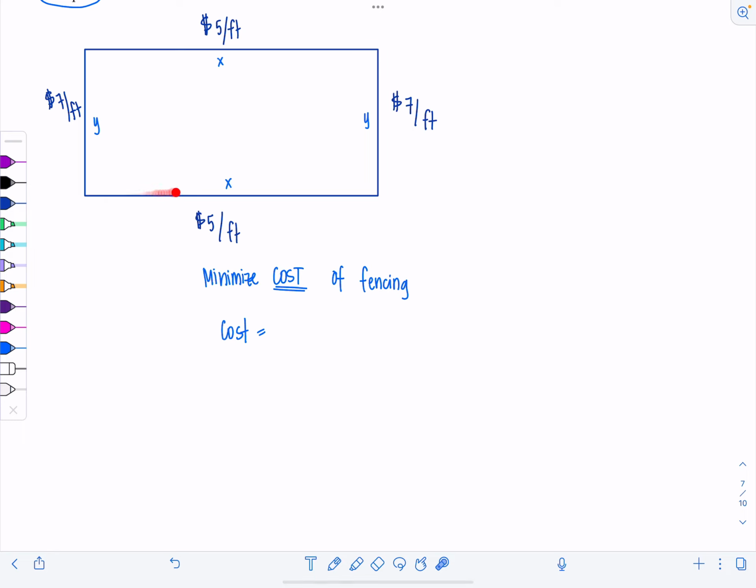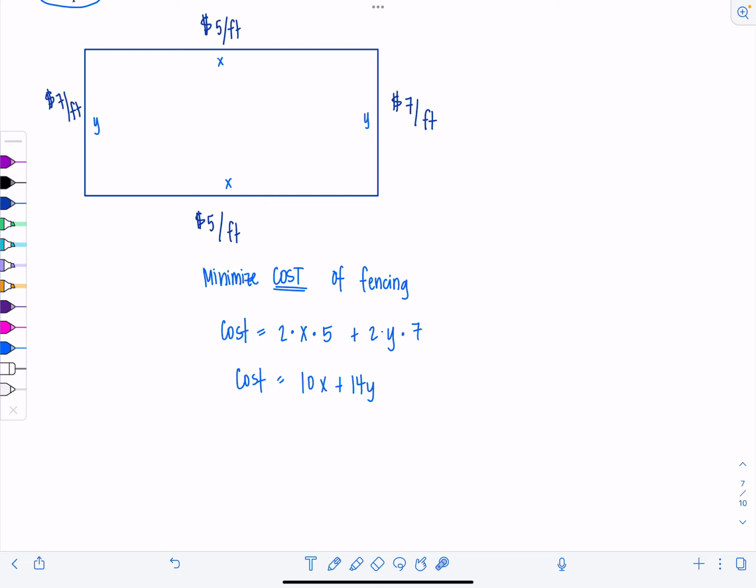well, let's see. We've got X and another X. So we've got 2 X's, and however long they are, they cost $5 a foot, right, to fence. So that's going to be 2 times X times 5. That's the cost to fence those sides. Then over here, I have Y and another Y. I have 2 Y's, so plus 2 times Y, and each of those sides cost $7 a foot. So cost equals 10X plus 14Y.